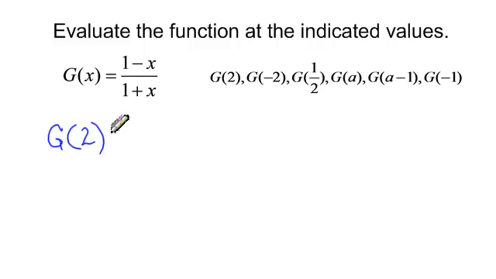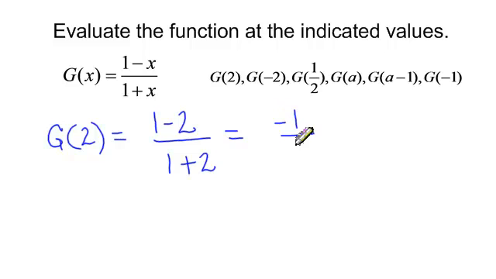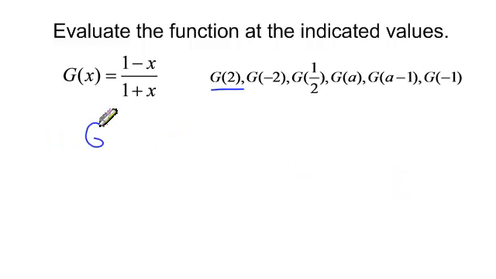G at 2, that will equal 1 minus 2 over 1 plus 2. In the numerator, 1 minus 2 is -1. In the denominator, 1 plus 2 is 3. I have my answer for g at 2. G at -2.